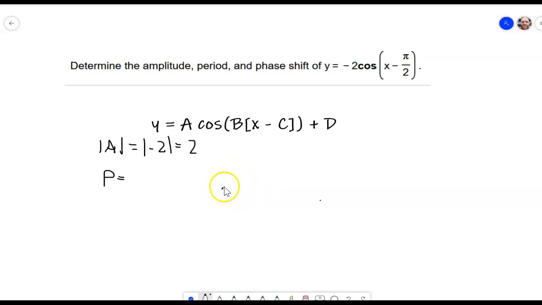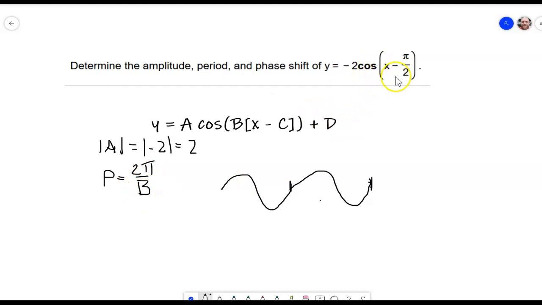So if we start here and we come across, we go down and we come up, as soon as it gets back to the starting point and starts repeating itself, so for example, from here to here would be a period. And then you notice that it will go here, back to there, and this distance from there to there would be another period. So the distance it takes for this to make a complete duplicate of itself is a period. And we can find that by taking 2 pi and dividing by b.